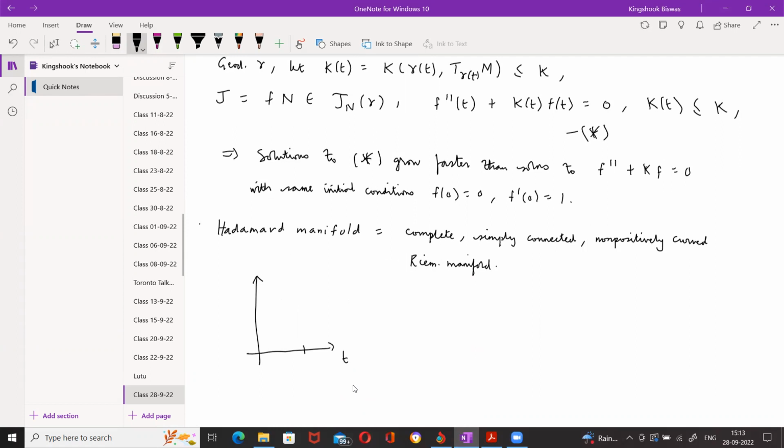So here is a time T. Okay, I'm taking a Jacobi field, which is 0 at 0. And then I'm taking this function FA of T, which satisfies the second order ODE with constant coefficient.